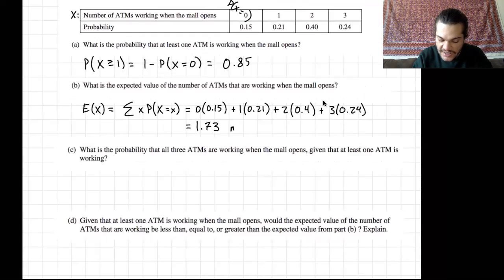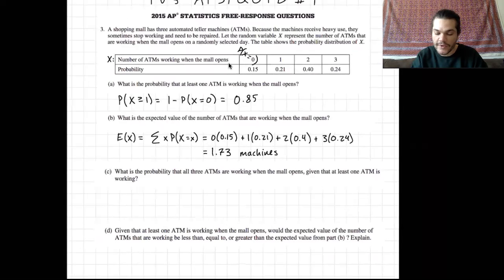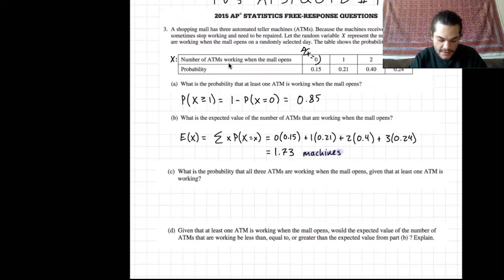1.73 machines. Here's an important note, is that we need units. Units are important in AP Stats. So we're talking about the number of ATMs working, so we really want to include these units. So I'll put that on the side as a highlight.